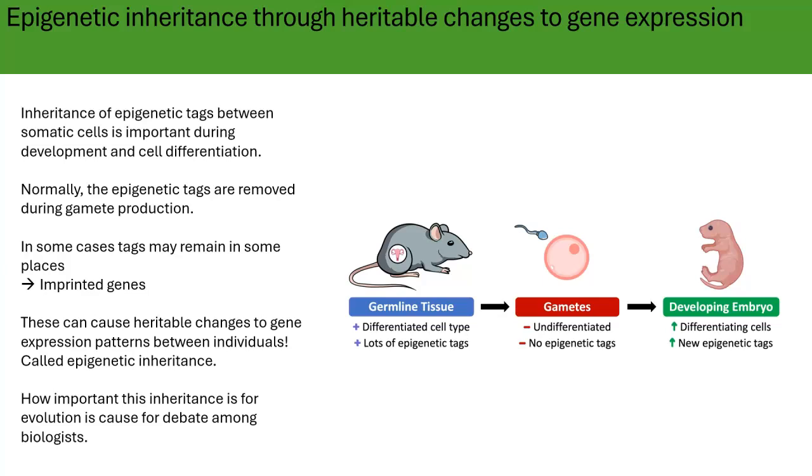Epigenetic inheritance can affect the phenotype of the offspring, and there have been some studies suggesting that this kind of epigenetic inheritance can last for a few generations. So if a parent is exposed to some kind of environment that leads to a specific pattern of epigenetic tags, that effect can be inherited for several generations.